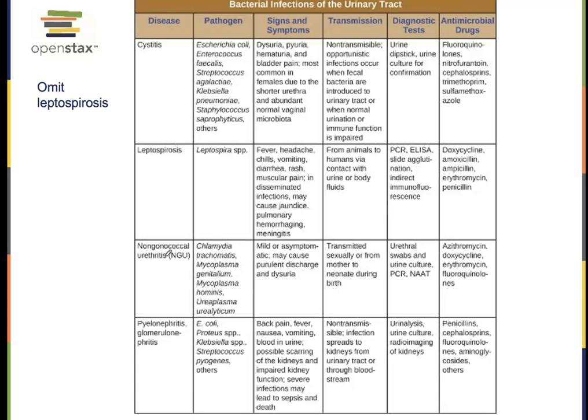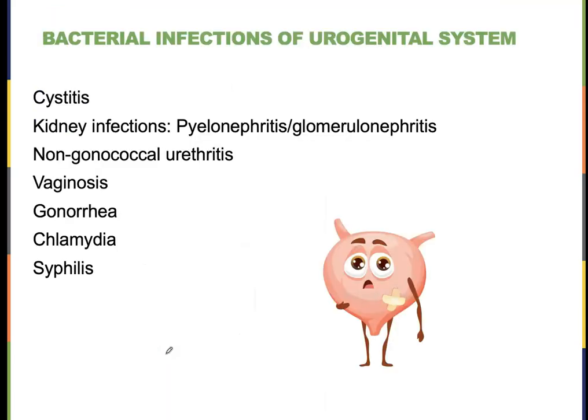So we're going to talk about these infections, bacterial infections of the urinary tract. We're going to talk about a bladder infection. It's called cystitis. We're not going to do lepto. It's pretty rare. Then we have non-gonococcal urethritis and the complications of UTIs. Okay, so here we go.